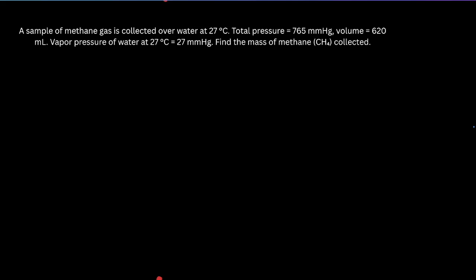Alright, let's look at the next problem. We're given a sample of methane gas collected over water at 27 degrees Celsius. The total pressure is 765 millimeters of mercury, and the volume is 620 milliliters. The vapor pressure of water at 27 degrees Celsius is 27 millimeters of mercury. Find the mass of methane collected.